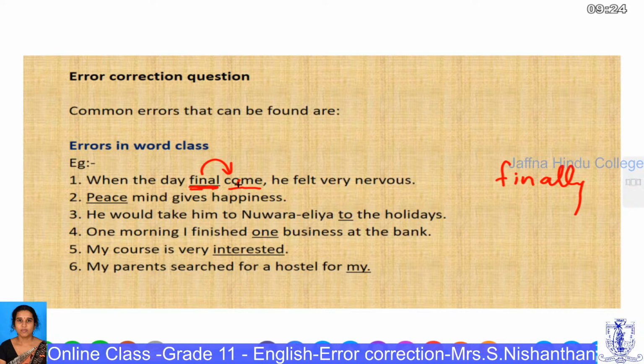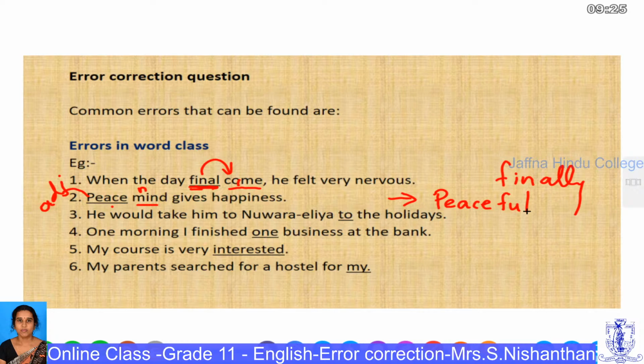Right? And look at the second one. Peace of mind gives happiness. Here, peace mind. Mind is a noun. So this word describes the noun. So it should be an adjective. When the peace comes as adjective, it should be changed as peaceful. The suffix full will be added here. Peaceful mind. So these are some types of errors.